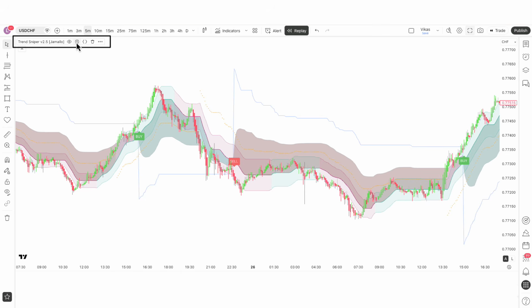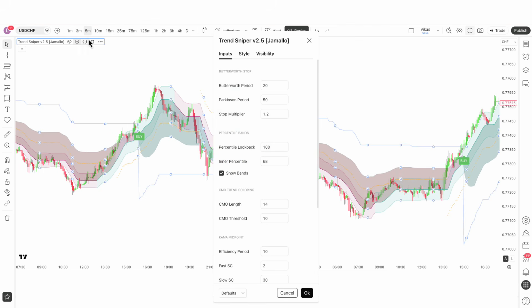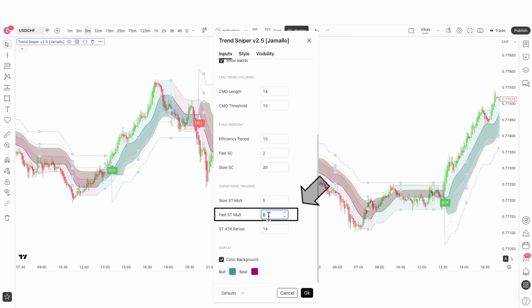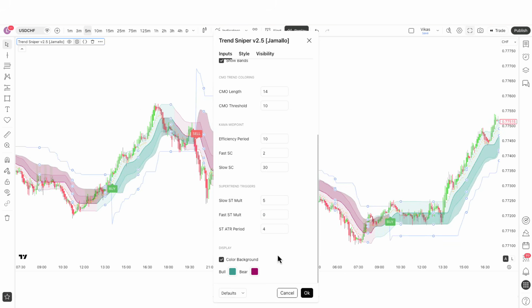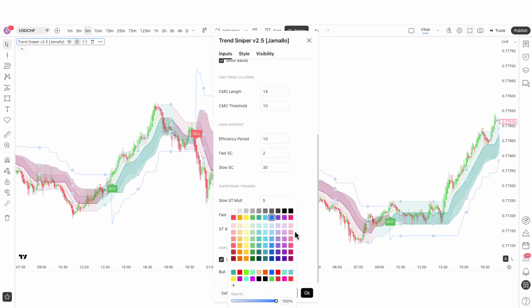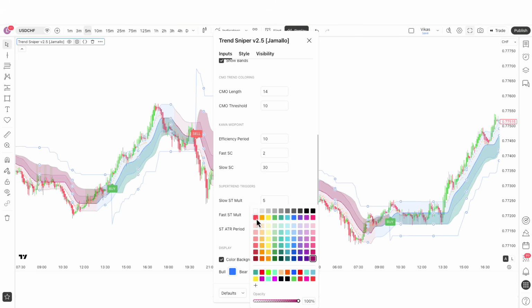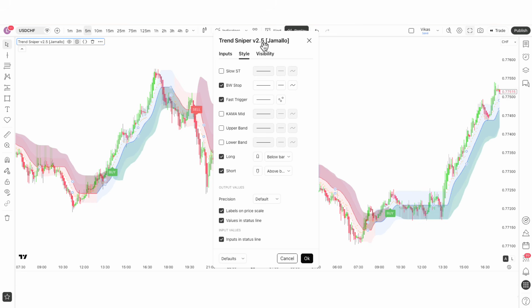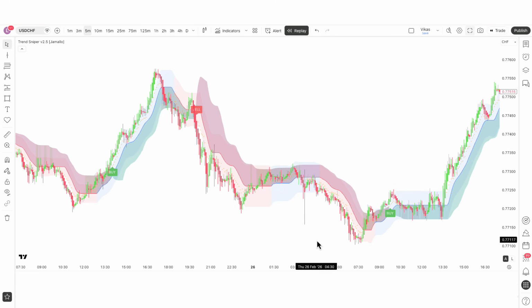Now the indicator settings change for perfect signals. First, we change slow ST mult 9 to 5, and after that change fast ST mult 6 to 0, and after that change ST ATR period 14 to 4, and after that change bull color green to blue, and after that change bear color cherry to red. We have to keep these options hidden. Here, everything is fine after that. Click OK. Now we'll add one more indicator to make this strategy more powerful.